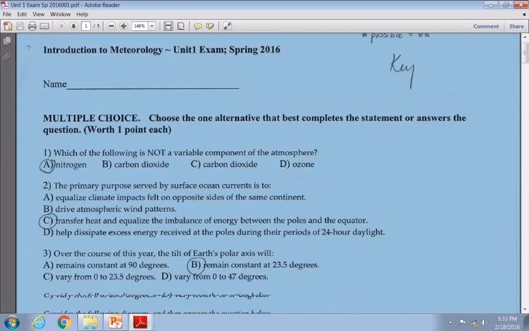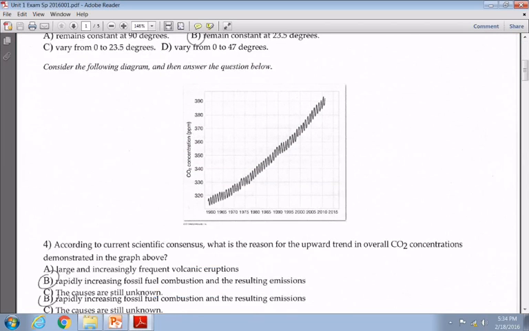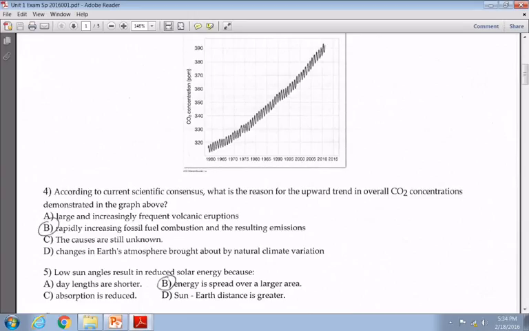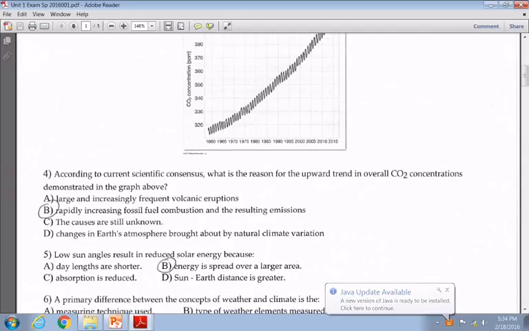Number 4, actually you had this nice little graph. For number 4, the ongoing year-to-year trend in carbon dioxide is due to B, the use of fossil fuels. Question 5, low sun angles result in B, energy is spread over a larger area, that's beam spreading, number 5.